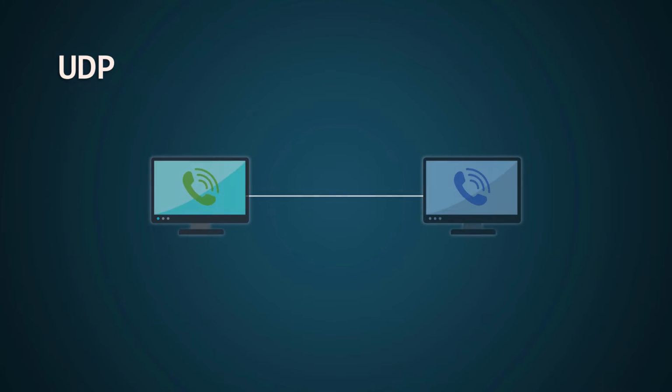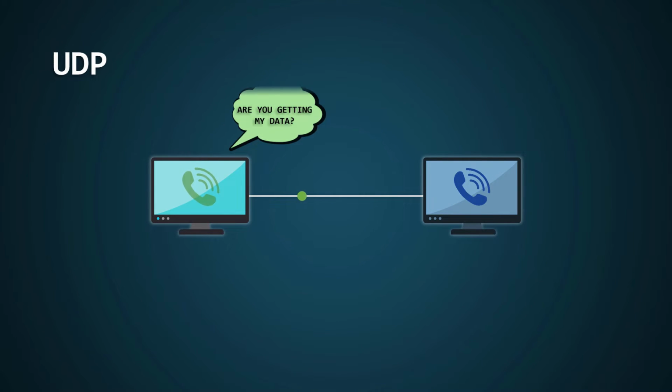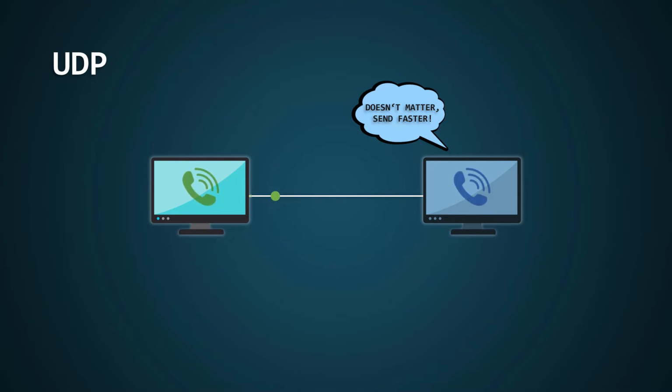In this example, we can see a voice over IP connection between two computers using UDP. It doesn't need to establish a connection, and it just sends data without reliability. That's why UDP is so fast.